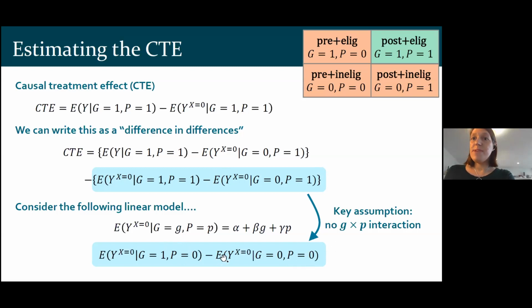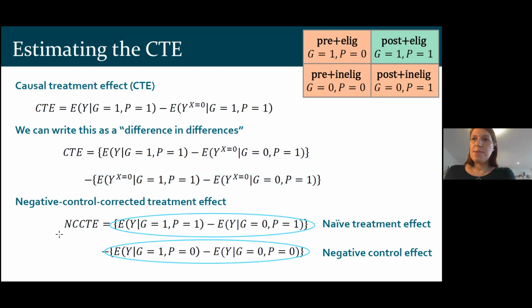And then, again, we've written this in terms of a difference in expectations, but in two groups where nobody received the treatment. So again, we can replace this counterfactual outcome with the observed outcome, like I've done here. So using this difference in differences, we've written this causal treatment effect in terms of what we'll call the negative control corrected treatment effect. And we've written it, using those arguments and those assumptions, in terms of expectations of observed outcomes in these four groups that we have available in our data. So the first difference there is actually one of the naive treatment effects that we saw before. And then we're just subtracting off this other term, which we'll call our negative control effect.